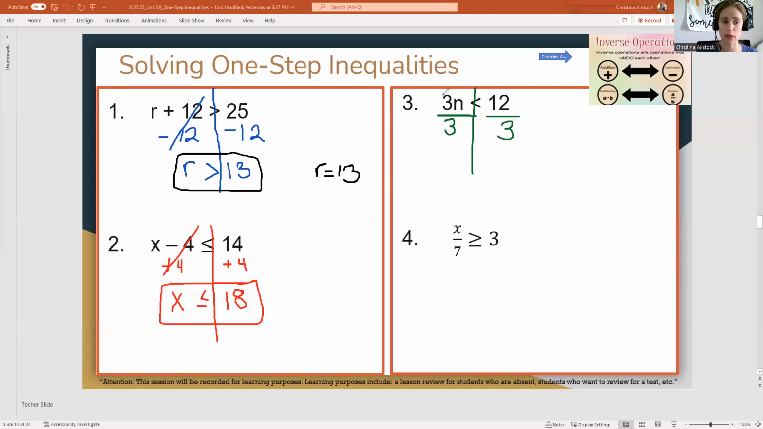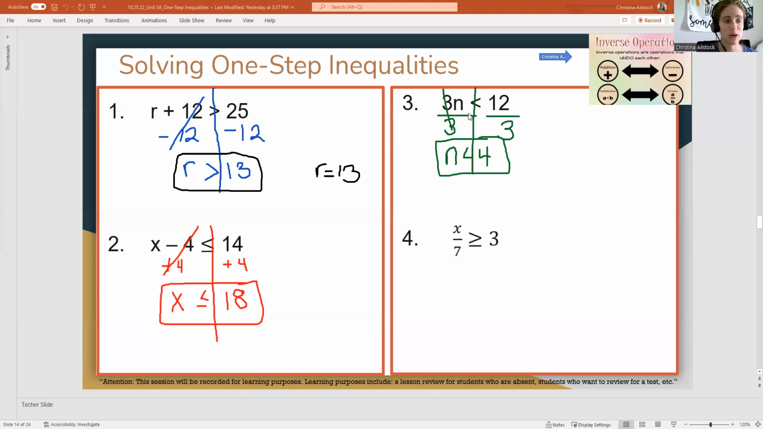So 3 divided by 3 is 1. So we're left with one single n. Bring down your inequality sign, and 12 divided by 3 is 4. So we're all done.